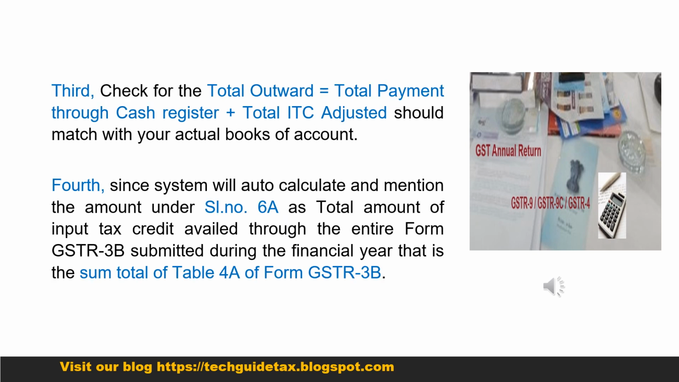Third, check that the total outward supply equals total payment through the cash register plus total ITC adjusted, and that it matches your actual books of account. Fourth, since the system will auto-calculate and mention the amount under SL.No. 6A as the total amount of input tax credit availed through the entire Form GSTR3B submitted during the financial year, that is the sum total of Table 4A of Form GSTR3B.